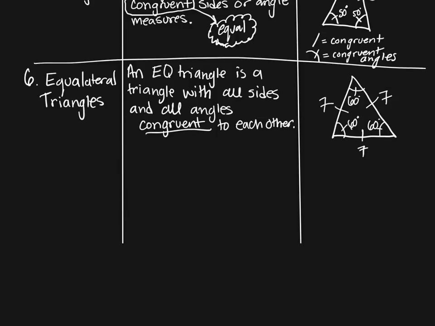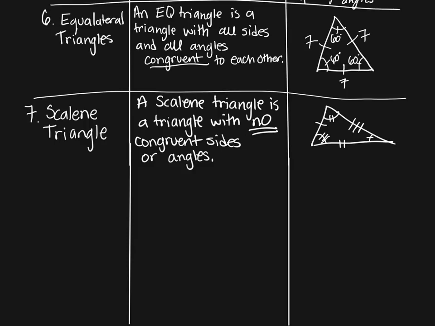An equilateral triangle is a triangle with all sides and all angles congruent to one another. Here's a perfect example of an equilateral triangle. All the sides are equal to 7, and all of the angles are congruent, and they're equal to 60 degrees. A scalene triangle is a triangle with no congruent sides and no congruent angles.